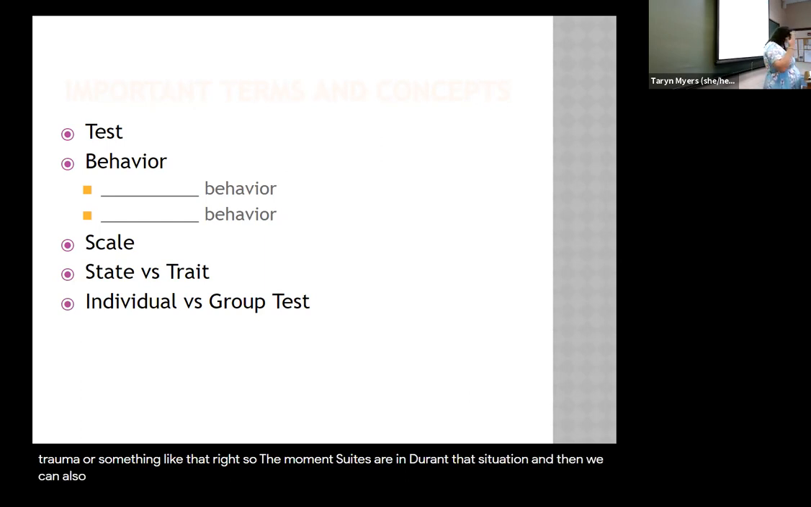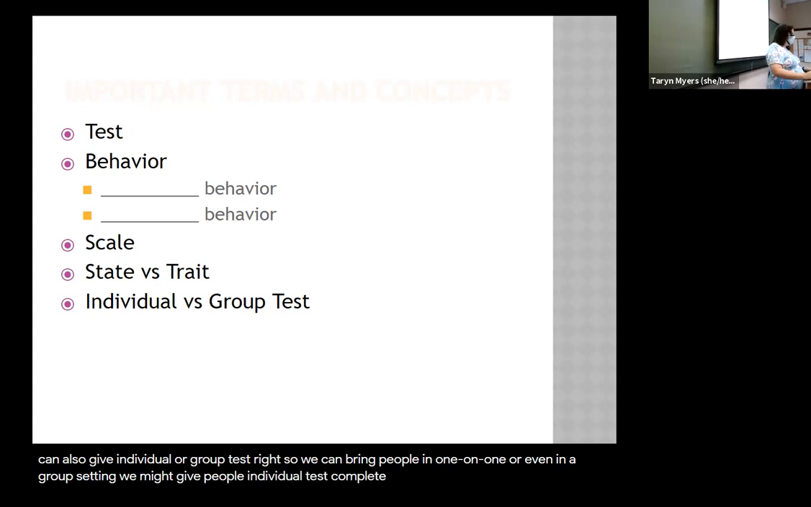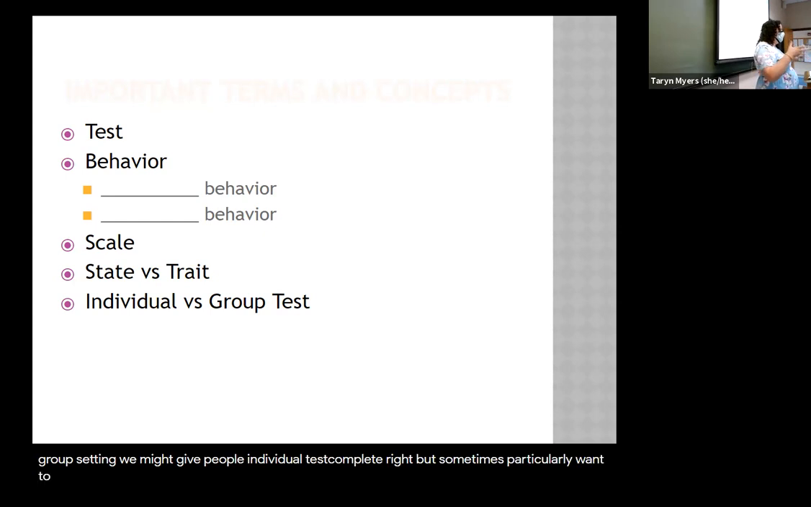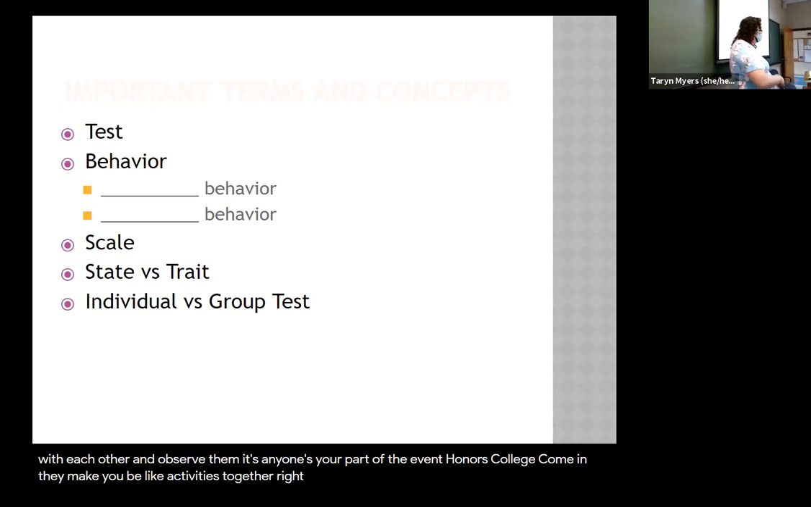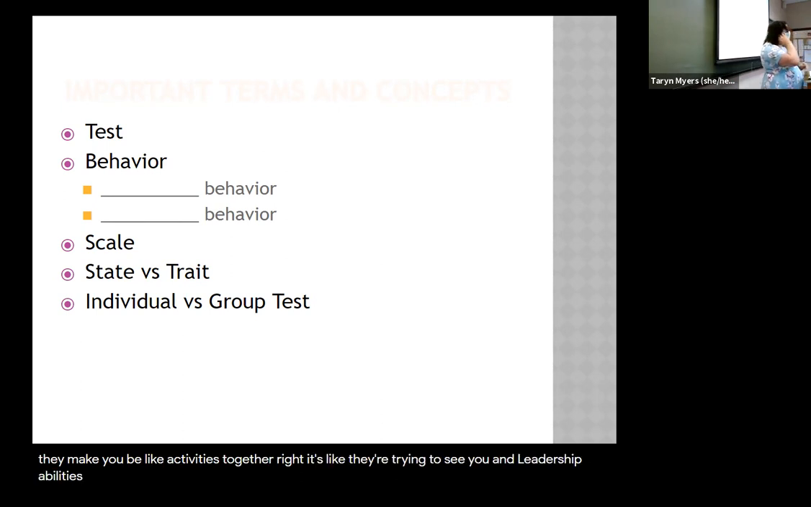And then we can also give individual or group tests, right? So we can bring people in one-on-one, or even in a group setting, we might give people individual tests to complete. But sometimes, particularly if we want to look at social behavior, we might ask people to engage in a test that involves interacting with each other and observe them. Is anyone here part of the Benton Honors College? Okay, so when you all come in, they make you do these activities together, right? They're trying to see your leadership abilities by observing that, and that's a group test, right? How are people going to interact?